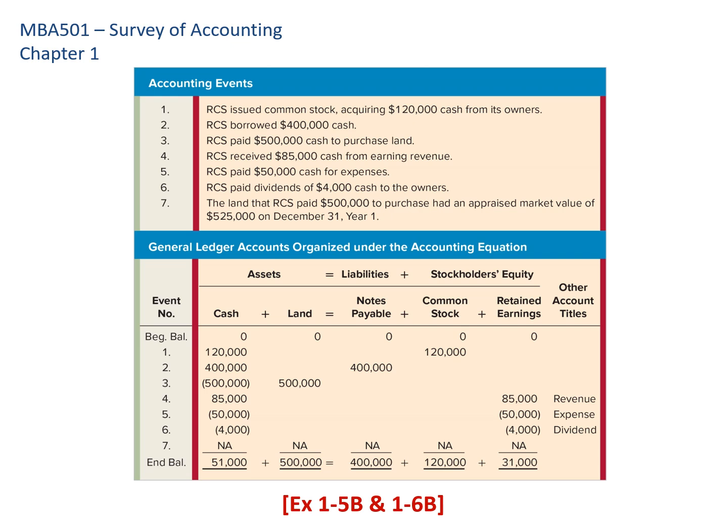So the first transaction there, you can see RCS issued common stock acquiring 120,000 cash from its owners. That's contributed capital. So cash goes up, common stock goes up. Both sides of the equation increase. That's an asset source transaction. Next, we borrowed 400,000 in cash. That's another asset source transaction. In this case, cash goes up by 400,000 and so does notes payable.